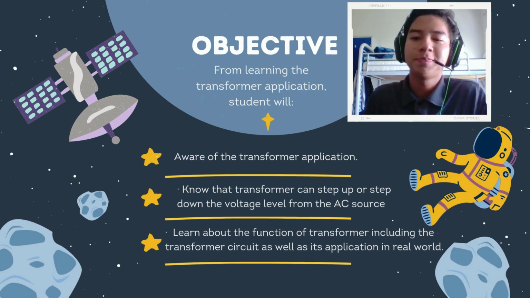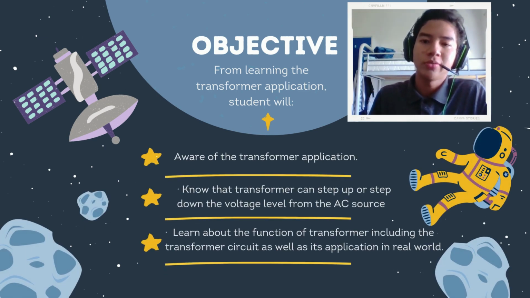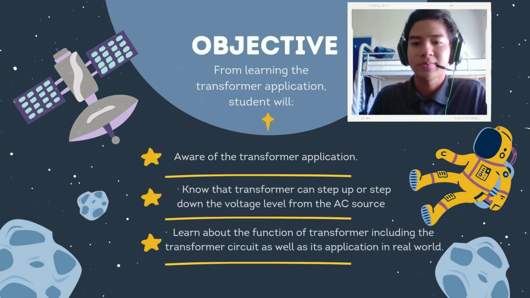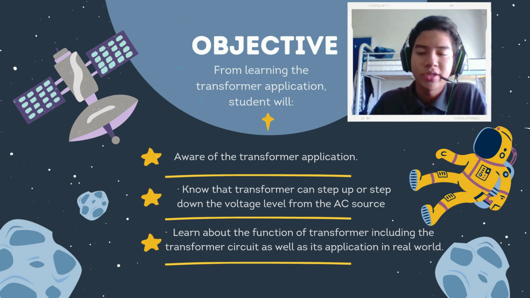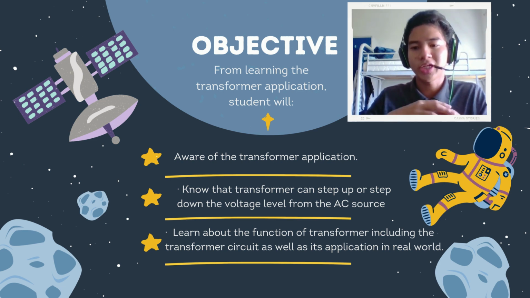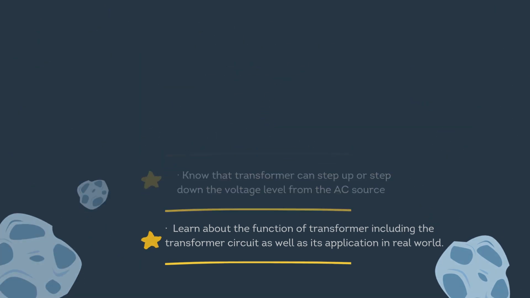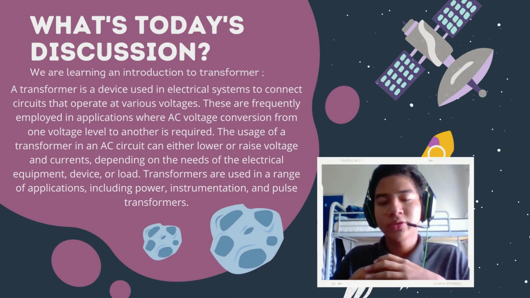Alright, for this part of the slide, I am going to tell you the objective of our group presentation. From learning the transformer application, students will, first of all, be aware of the transformer application. Secondly, know that a transformer can step up or step down the voltage level from the AC source. And lastly, learn about the function of a transformer, including the transformer circuit, as well as its application in the real world.